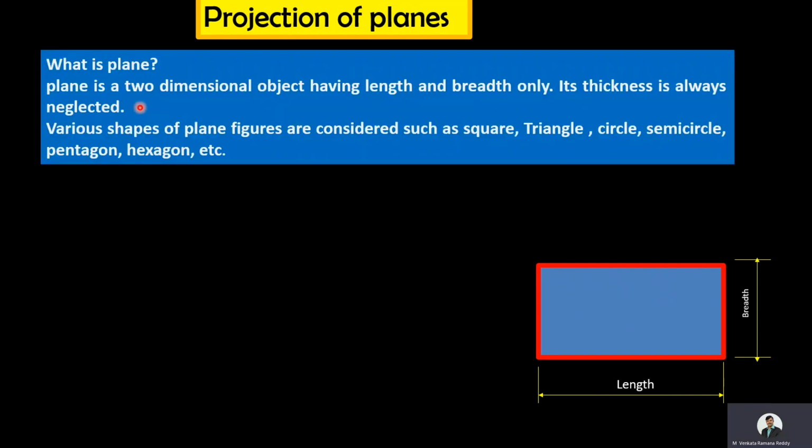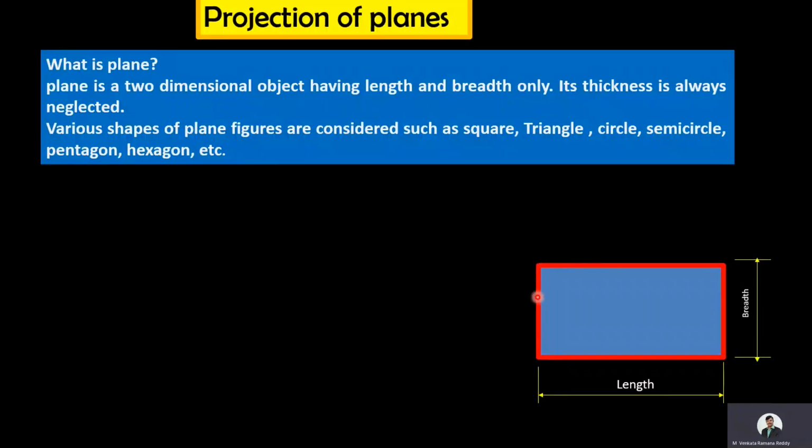What do you mean by plane? A plane is a two-dimensional object having length and breadth only. Its thickness is always neglected. Various shapes of plane figures are considered such as square, triangle, circle, semicircle, pentagon, hexagon, etc.